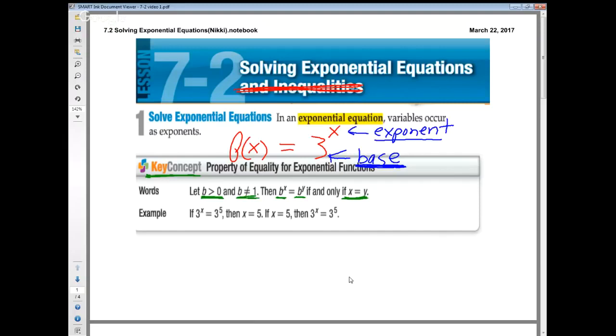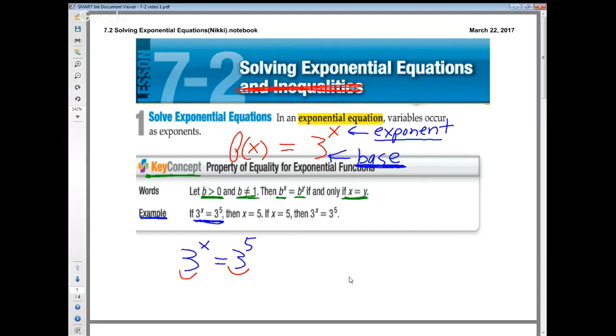But to better explain what this key concept is explaining, let's look at the example right beneath it. Basically, the example says, let's say we have an equation that looks like this, where we have 3 to the x, one exponential expression, and that's set equal to 3 to the 5th. The crucial thing you want to look at is, notice how in this example our two bases are the same. They're both a base of 3.